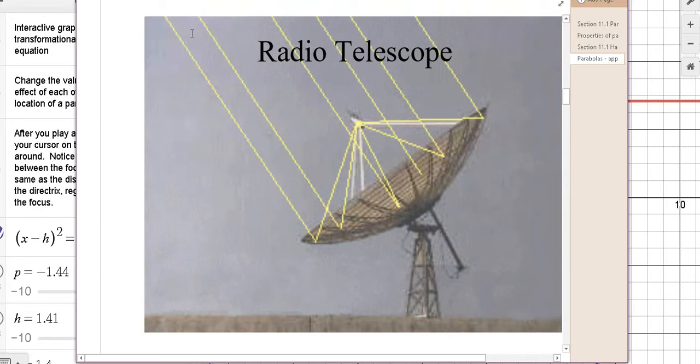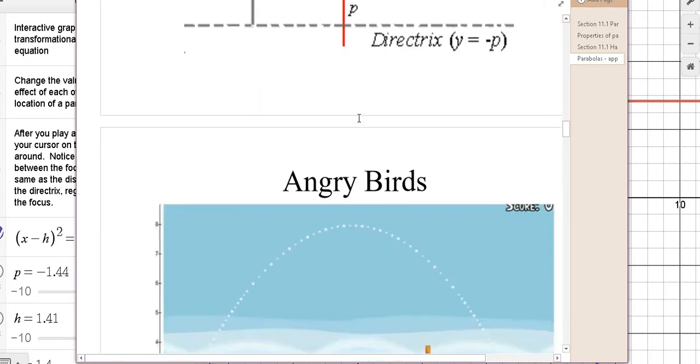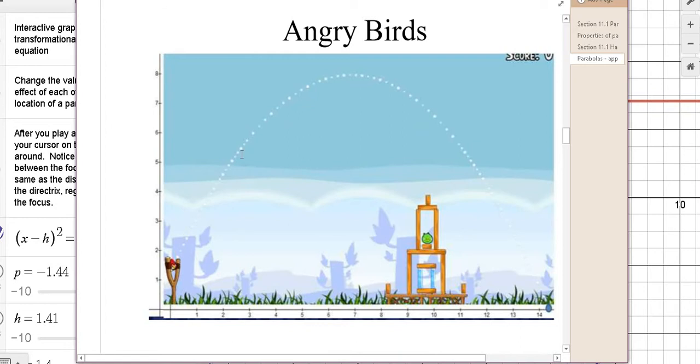Now, what happens with radio telescopes is that they reflect radio waves to this common point, and that common point is really important. It's called the focus. That's where you'd put the receiver to kind of amplify the signals that you're getting. Other applications of the parabola would include projectile motion. Things tend to fall in a parabolic arc.